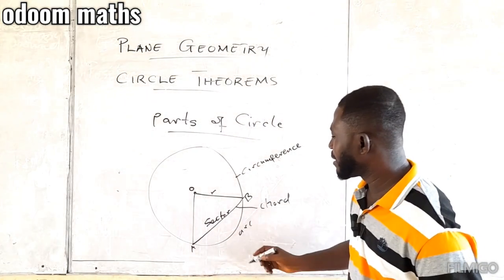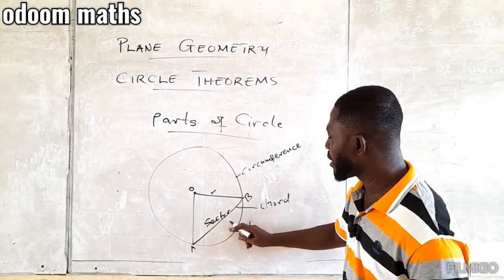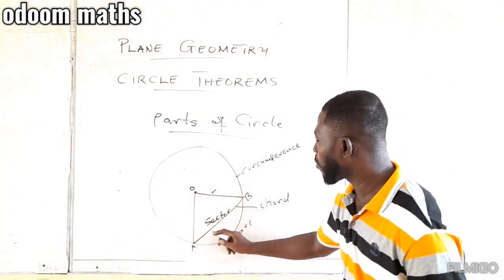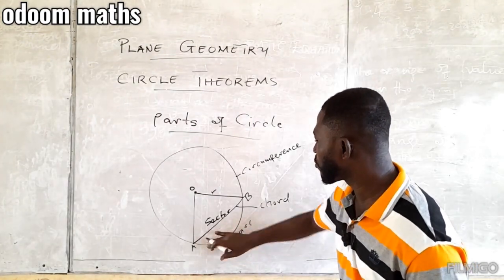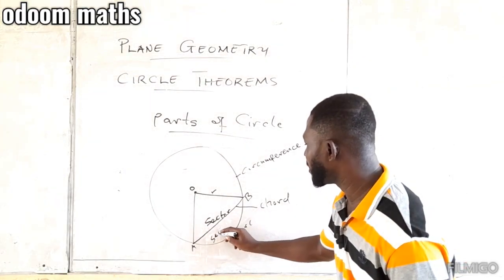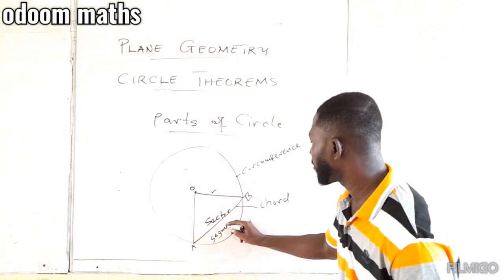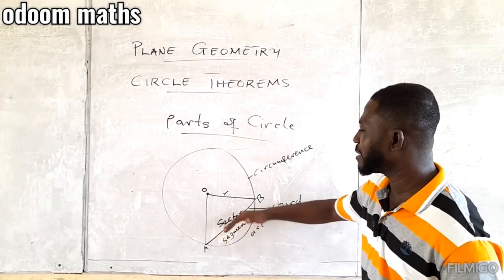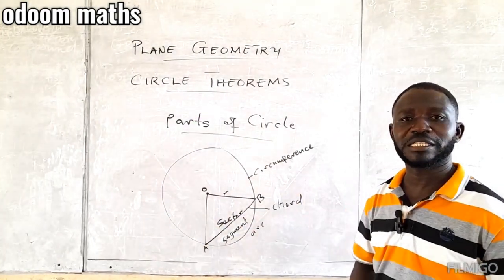Then the area between the chord and the arc, we call it the segment. So we call this side the minor segment, then the rest the major segment.